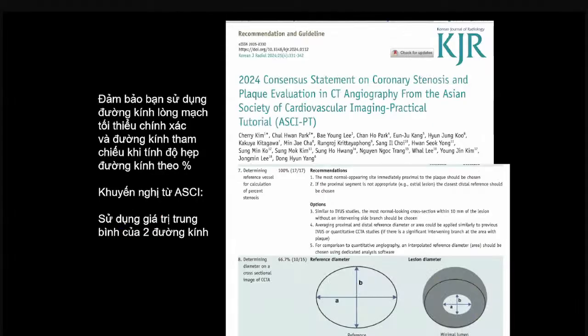At the same time, make sure you use the correct minimal luminal diameter and reference diameter when calculating the diameter stenosis in percent. The recommendation from this ASCII publication, which was published this year, is to use the average of two diameters, both for the lesion and for the reference diameter. And you can also see who helped to write this paper.